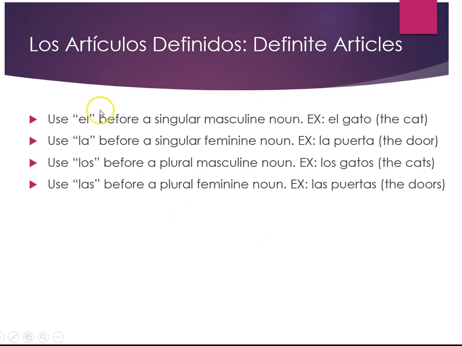So for example, I'll pause here so you have time to write on your paper. You're going to use el before a singular masculine noun, el gato. You're going to use la before a singular feminine noun, like la puerta. Use los before a plural masculine noun, los gatos, the cats. And then plural feminine, of course, would be las puertas.